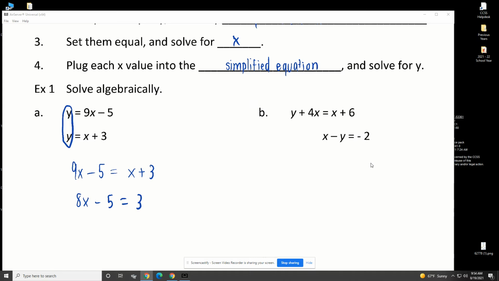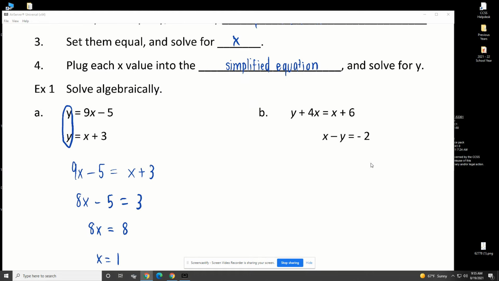Everybody see that move? I'm not showing the process, I'm just showing the steps. Now what? Add 5. 3 plus 5 is? So 8x equals 8. And then divide by 8 and x equals 1. Now, what do I do last? You can go back to one of your simplified equations, and you can just plug that new value of x that we now know into it.